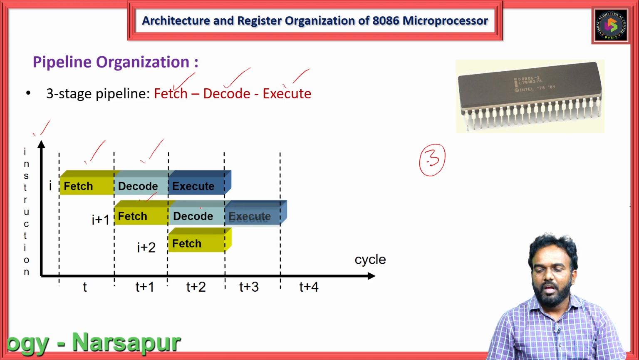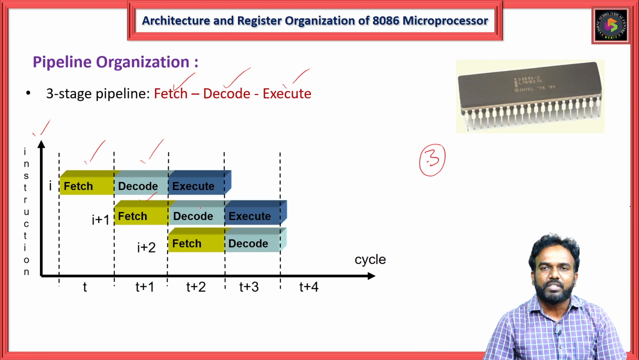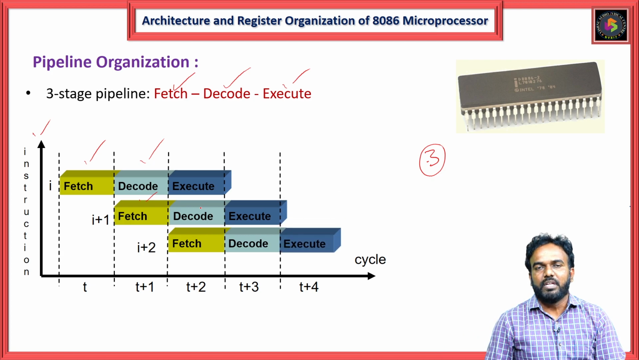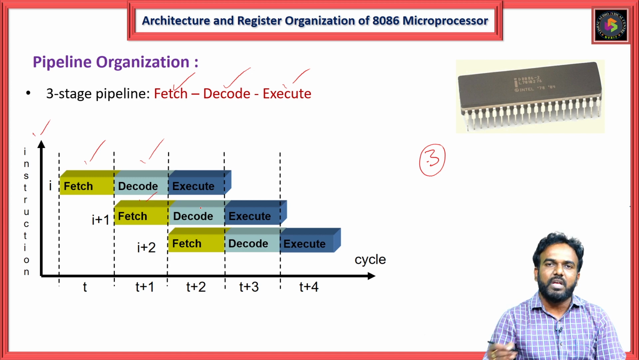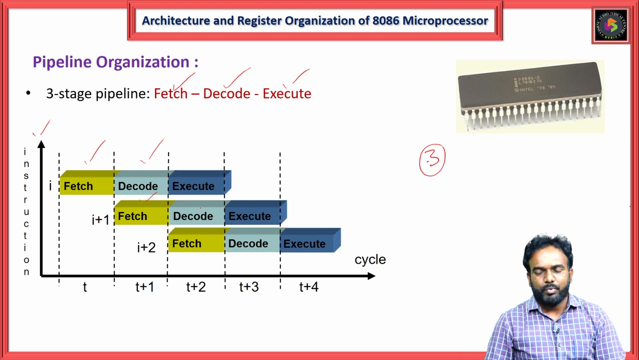Here we can check that when the second instruction is in the execution process, the third instruction is decoding, and after that, the third instruction will be executed. That means the instructions are executing one by one in parallel. That means we are able to speed up the internal process of our processor.